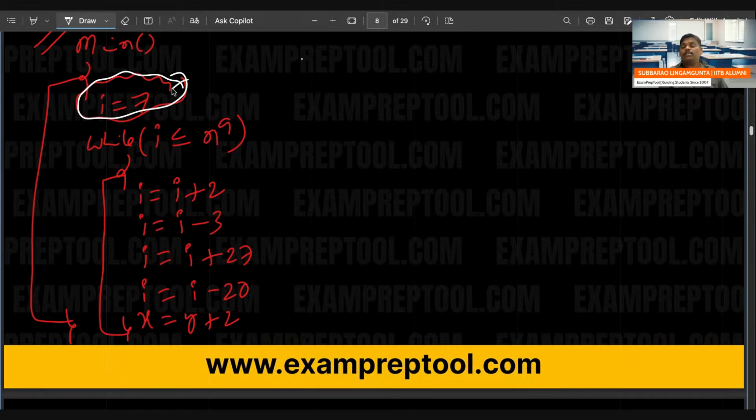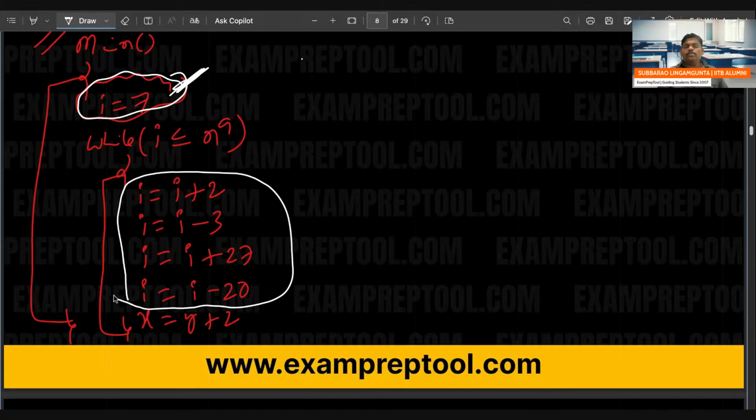I think remember, you already started with a small value. So inside you should increase only. Let's see. First, 2 is incremented. Okay. Plus 2. Next, minus 3. So overall, I think minus 1.